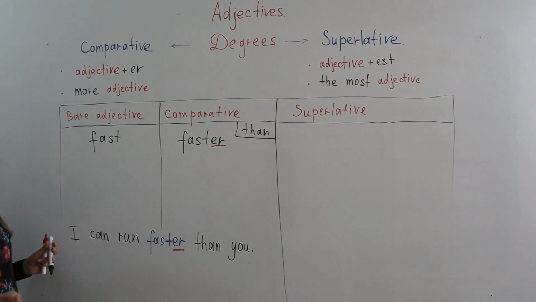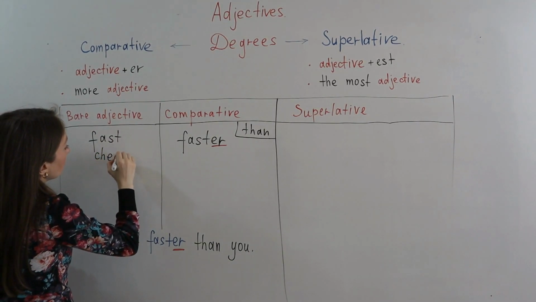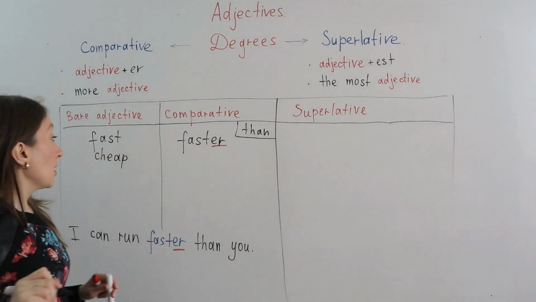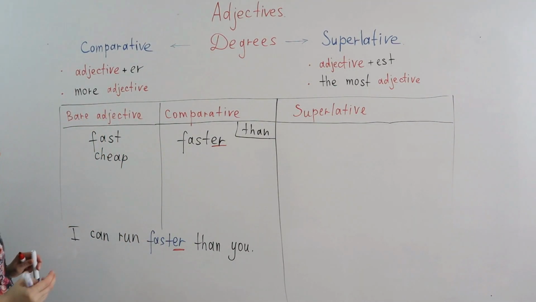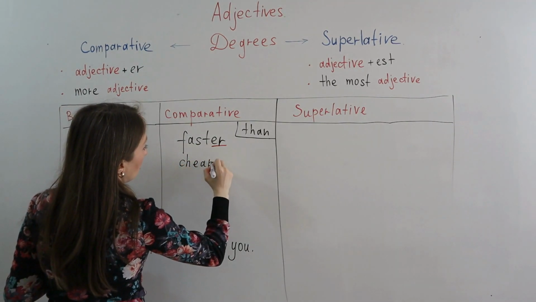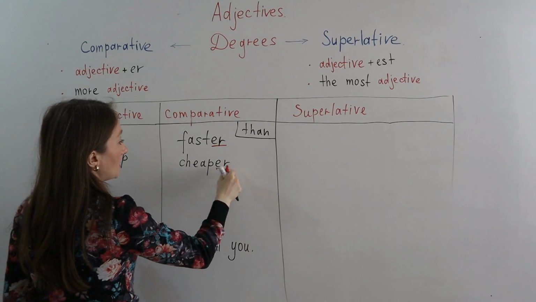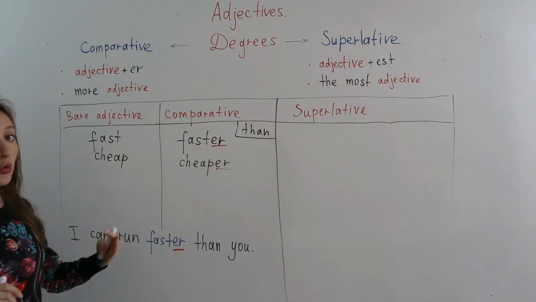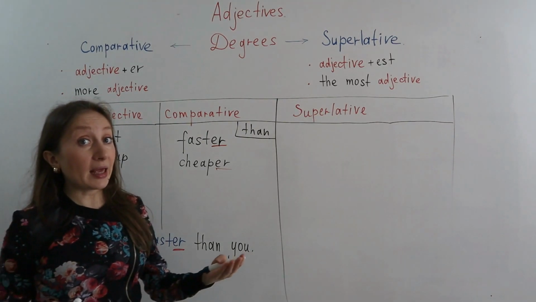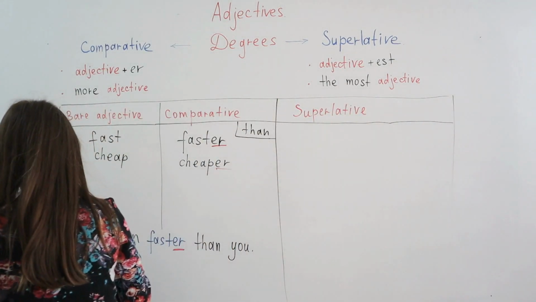Next one, let's take the adjective, very easy one, cheap. Right? If you don't know the translation of these words, you can translate them by your own. Cheap. So again, the same construction will be cheaper. Cheaper. Right? So the example sentence, going to work by bus is cheaper than going by a taxi, right? So let me write it.